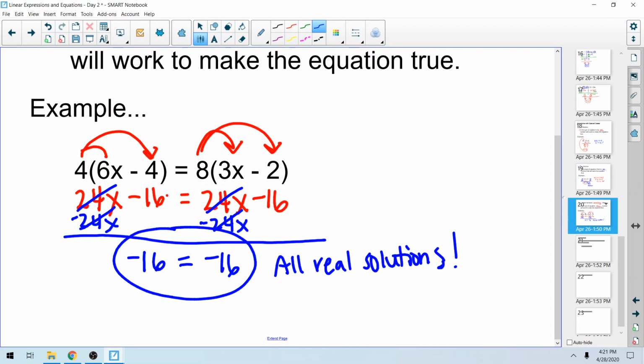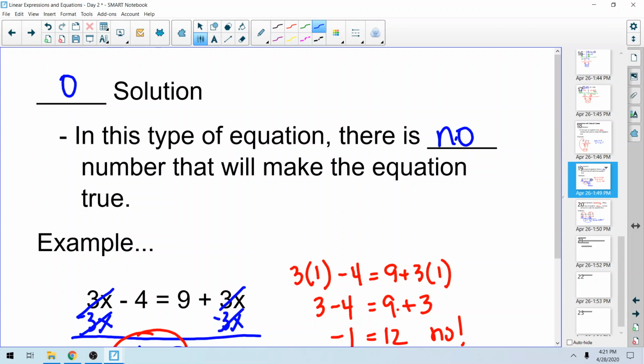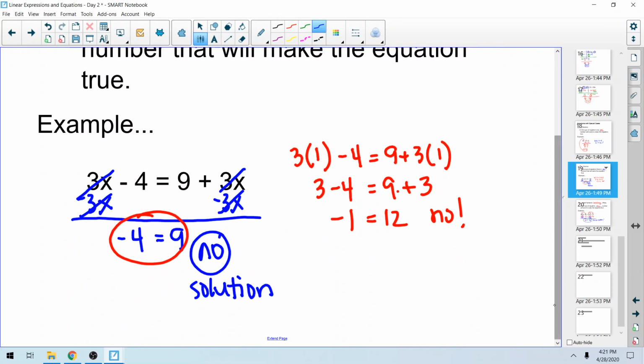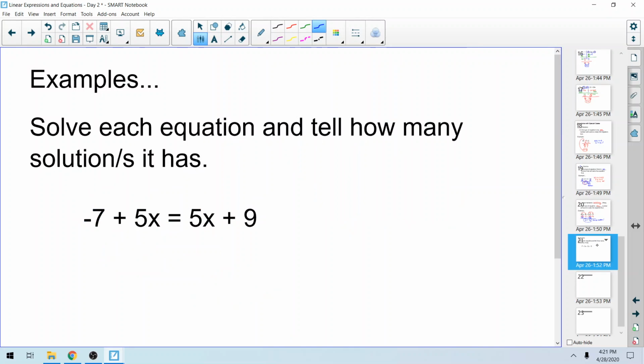So if you get a true statement, all real solutions, and if you get a false statement, no real solutions. Examples. Solve each equation and tell how many solutions or solution it has. So, on this one, we can't distribute, we can't combine like terms, so I'm just going to try to get all the x's on the left and all the numbers on the right.